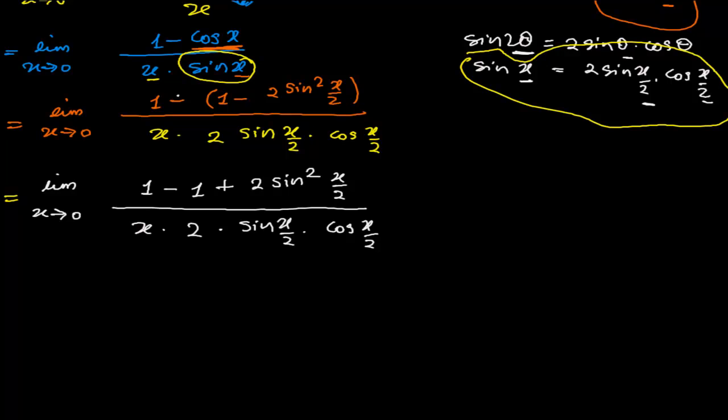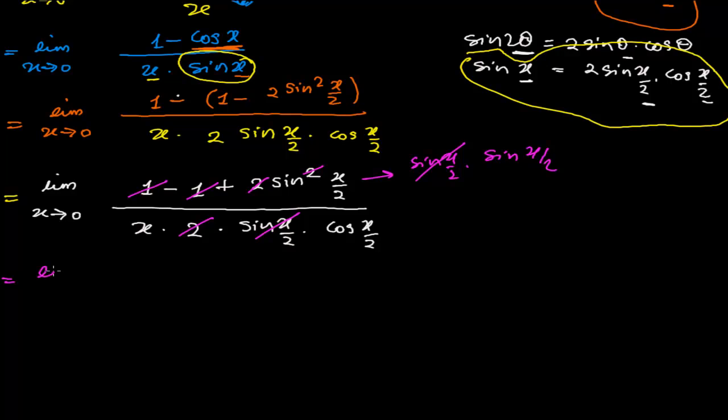So now see, what are the things going to be cancelled out here? Yes, this plus 1 and this minus 1 will cancel out, and this 2 in the denominator and numerator will cancel out. And here this is square of the sine x by 2, means it is sine x by 2 times sine x by 2. So I can cut 1 sine x by 2 with this one, and here we'll be left with sine x by 2.